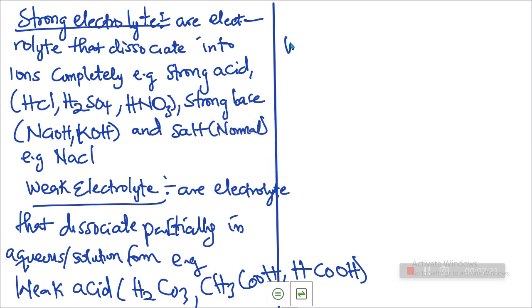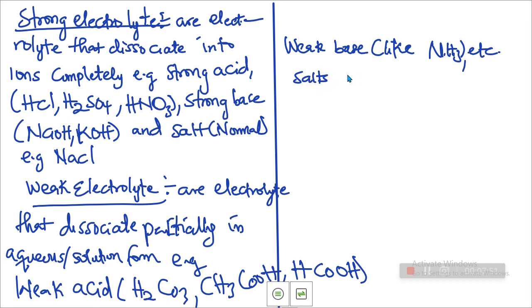Then we also have weak base. Weak bases like ammonia, which is NH3. These are weak base. Things like that. Okay, Na2CO3. So very weak base, and so on and so forth. So we also have salts. Most of the time, the salts that we use as weak electrolyte, they are insoluble salts. Most of the time, they are what? Insoluble salts. Now let's continue.